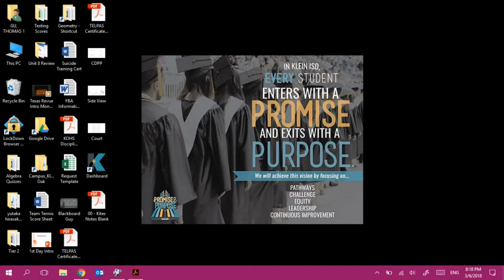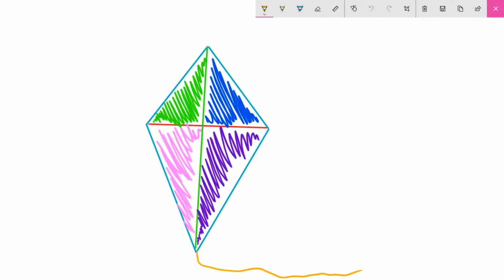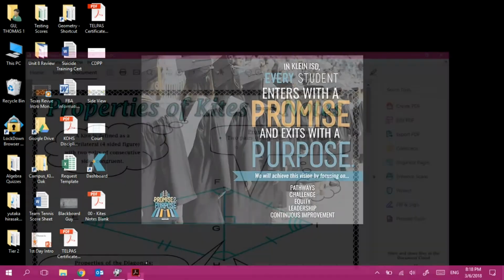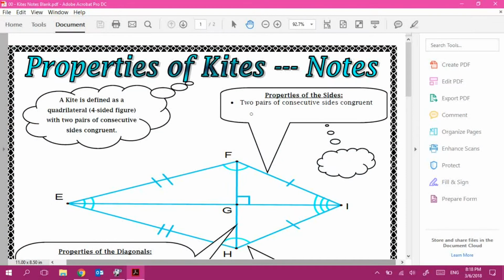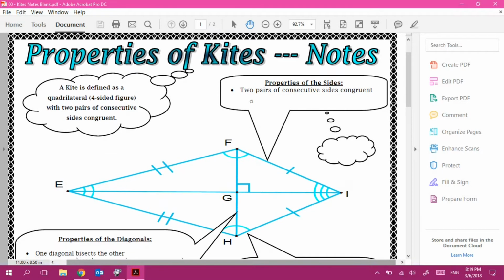And guys, what is this? First thing that comes to your mind when you see this, did you say kite? Oh my goodness, kite. That's right, yes, it is a kite. That is what we're going to be doing today. This is our final shape in our quadrilateral kingdom that we're going to learn about, and it is the kite. So we're going to be learning about the properties of kites.